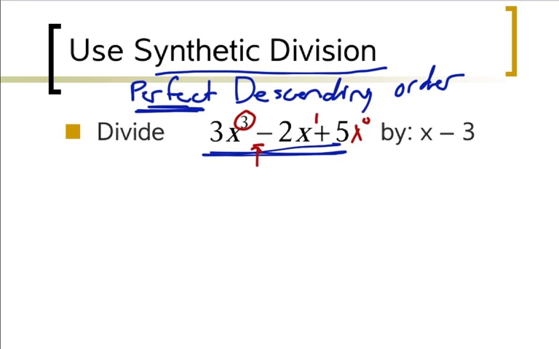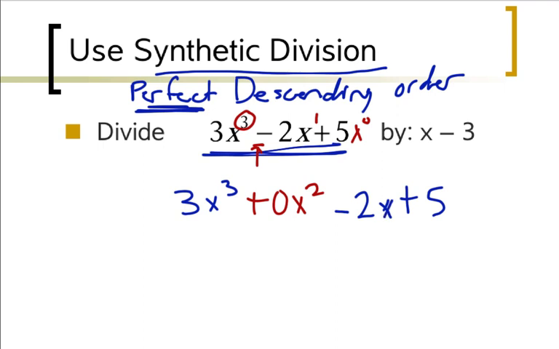So we need to rewrite this as 3x to the third plus 0x squared, and then minus 2x plus 5. Okay, so that's the first thing we need to do. And then this second one is just x to the first power and then x to the no power, so we don't have to worry about that one. That one's good to go.